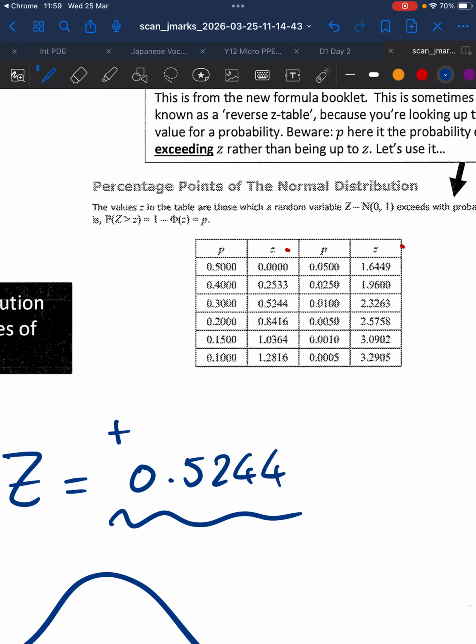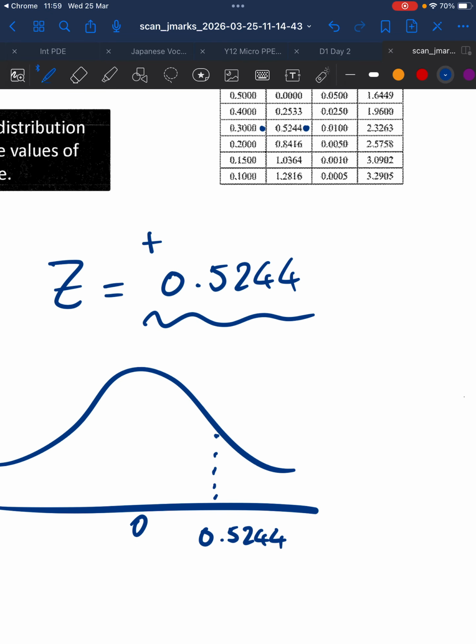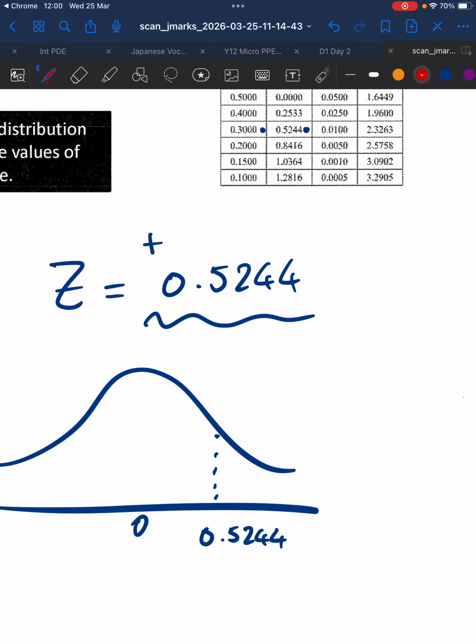But you'll see that this value seems to have a corresponding value in here, and it says 0.3. What it's telling you is that when you have a Z value of this, the probability left over to the right tail is 0.3. So we can work things out. And like I said, later this is going to be important for problem solving questions.